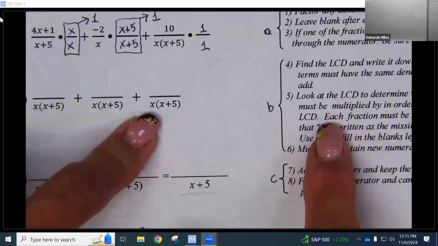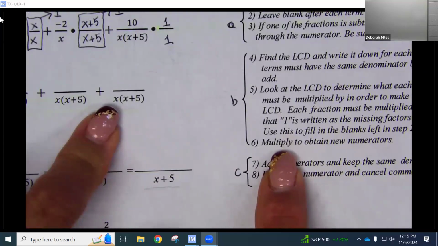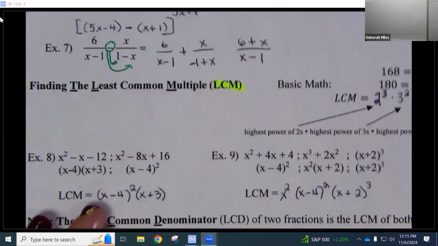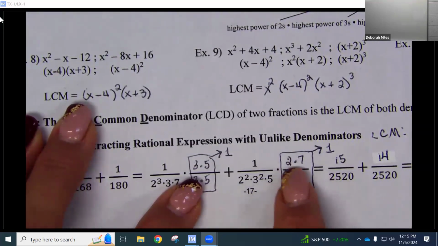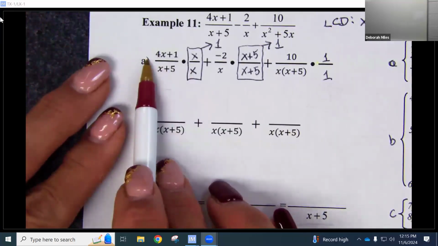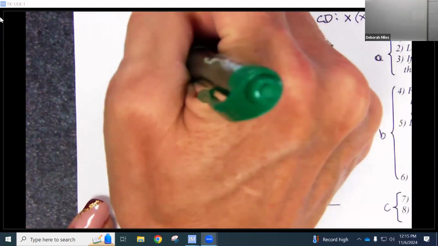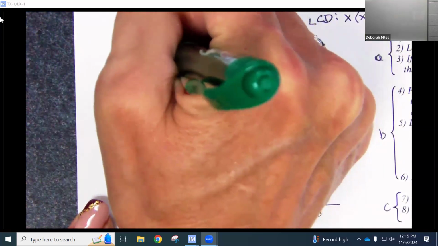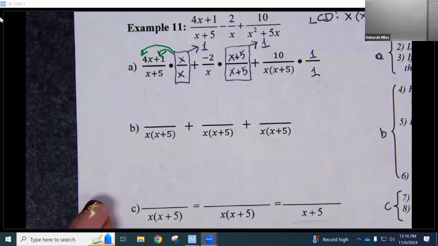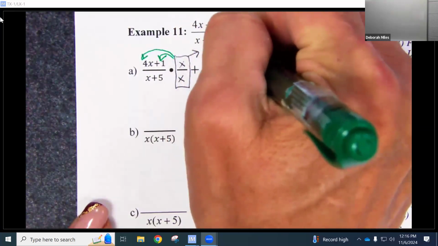Step 5, and again, that's the hardest step. Step 6, in basic math, we multiplied that 3 times 5 to get this 15, and that 2 times 7 to get that 14. So that's what we're ready to do here. The X times 4X plus 1, make sure you distribute it completely. It would be a common mistake to forget to distribute completely. Same thing with that -2 in a minute. Make sure you distribute completely.